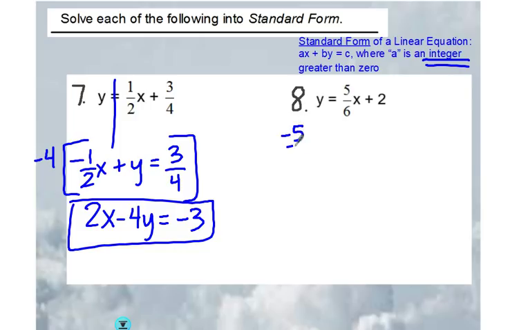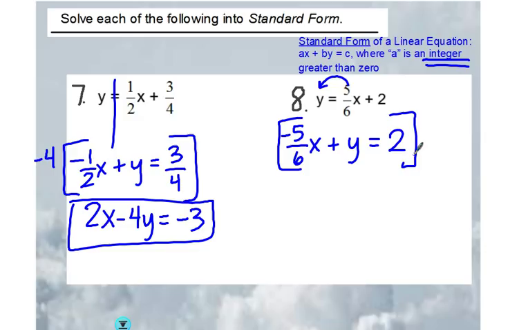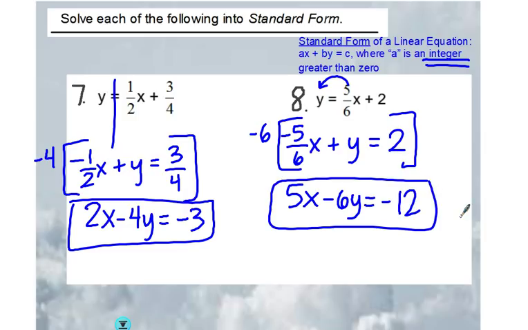All right, next one, kind of the same thing. I can start with that negative 5/6x by subtracting him to the opposite side. Then I have that positive y equals 2. All right, and now I need to get rid of this fraction and get rid of that negative. So I'm going to multiply everything here by negative 6. That's going to get rid of that denominator of 6. So negative 6 times negative 5 is 30. 30 divided by 6 is 5x. Negative 6 times y is negative 6y. And then negative 6 times 2 would be negative 12. All right, and that's looking pretty good. I think that might be it.